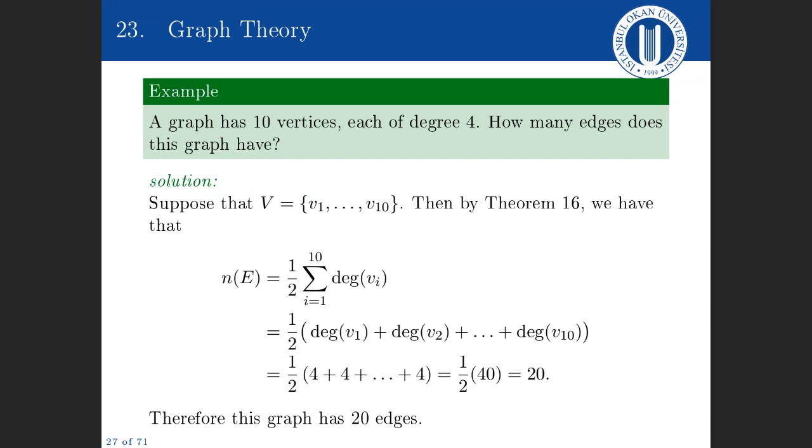For example, a graph has 10 vertices and the degree of each vertex is 4. How many edges does the graph have? We use the theorem. The number of edges is a half multiplied by the sum of the degrees. So it's a half multiplied by 4 plus 4 plus 4 plus 4, etc. A half multiplied by 40 is 20. We can say that this graph must have 20 edges.